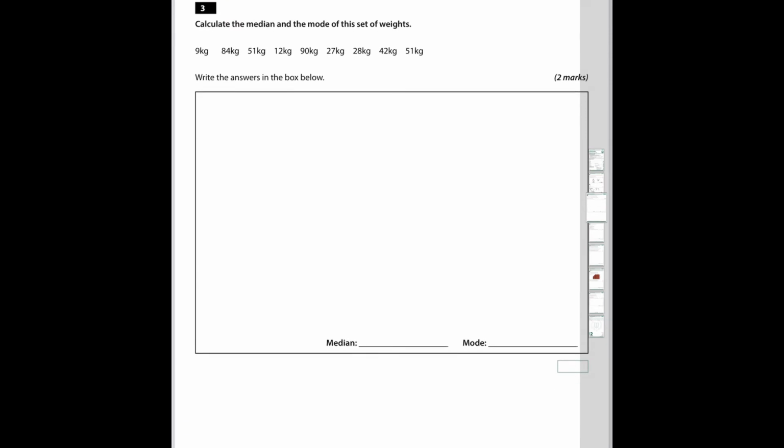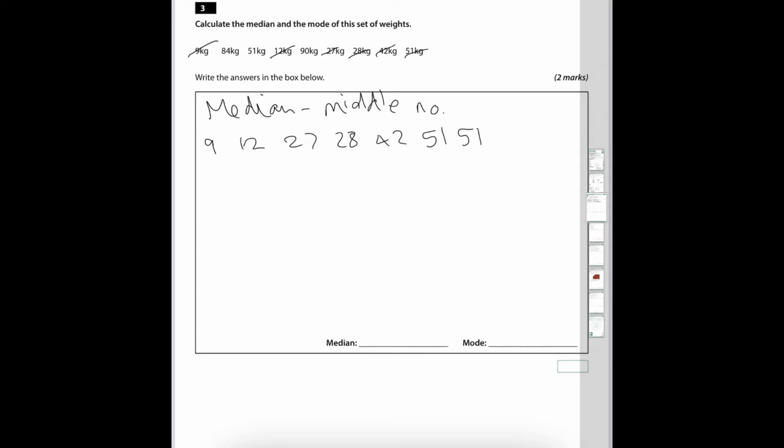Question 3. Calculate the median and mode of this set of weights. So median is the middle number. So we need to put them all in order. So let's have a look. So we've got 9, 12, 27, 28, 42, 51 twice, 84 and 90. Okay, so that's all the numbers in order.